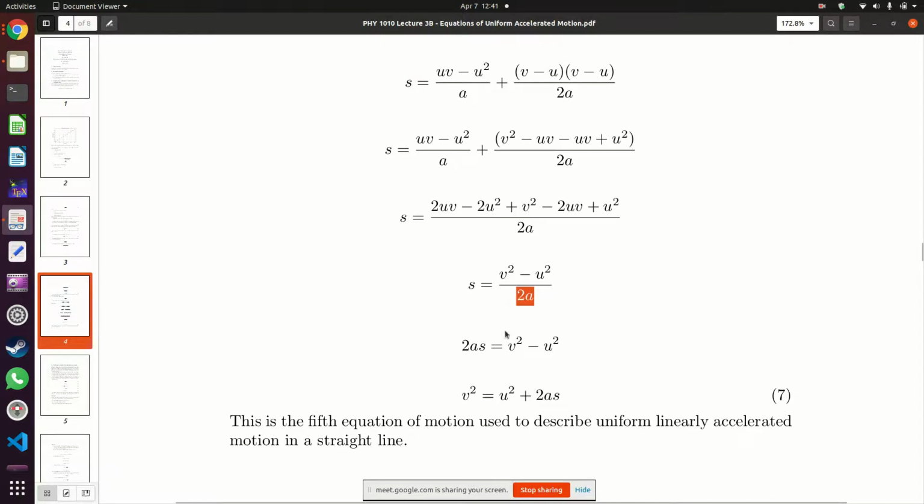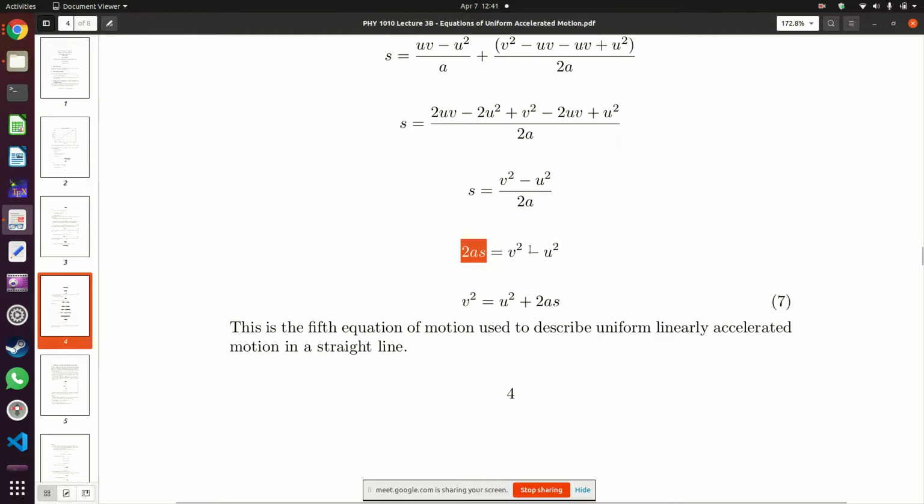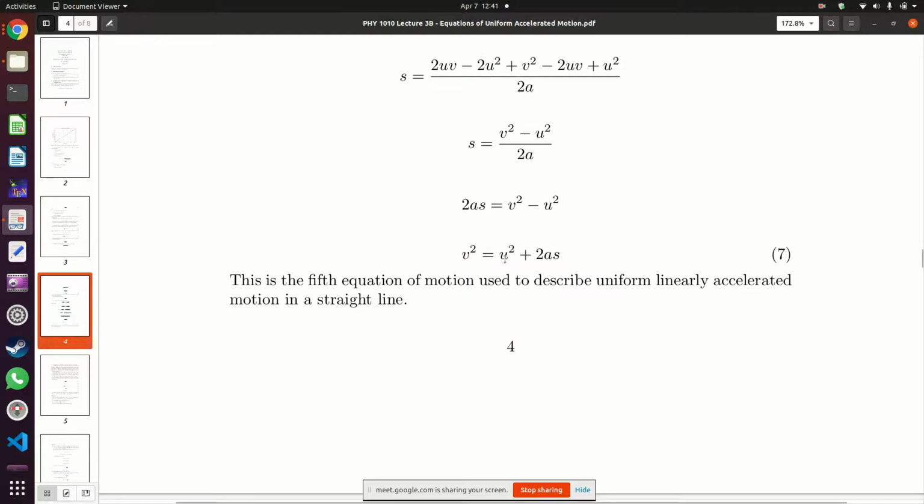We multiply on both sides by 2a. When you do that, you end up with 2as is equal to v squared minus u squared. Then you take this u squared to the other side. When you do that, you end up having v squared is equal to u squared plus 2as. So this is another equation which we need, which we will use to describe uniform accelerated motion.